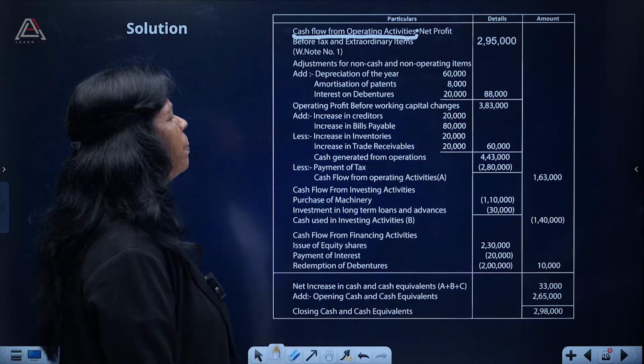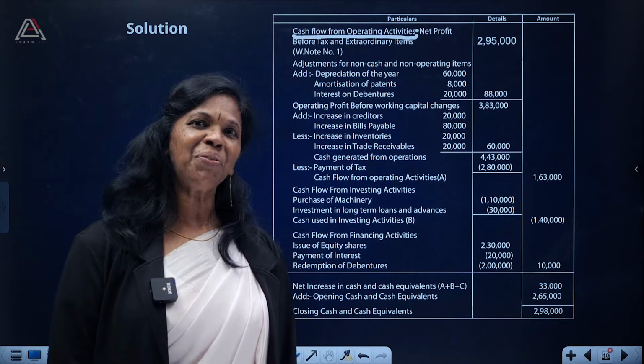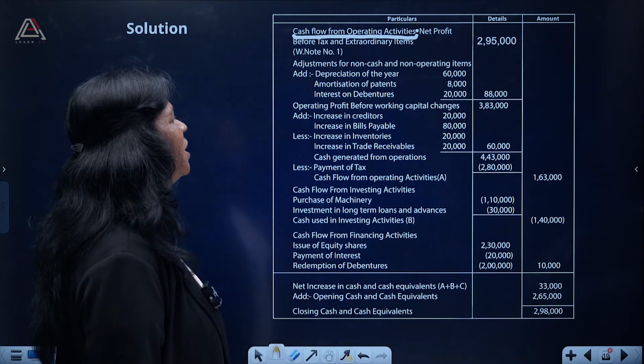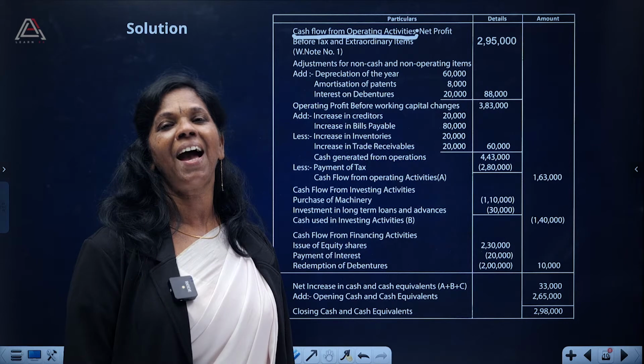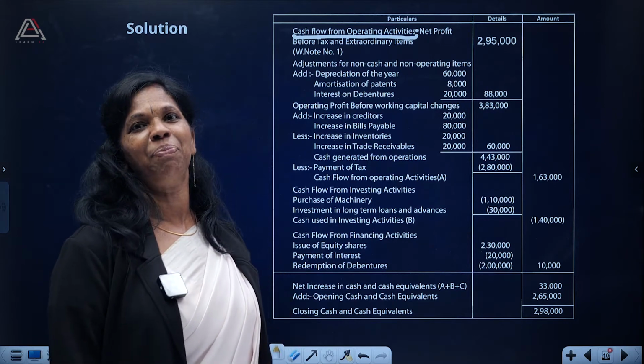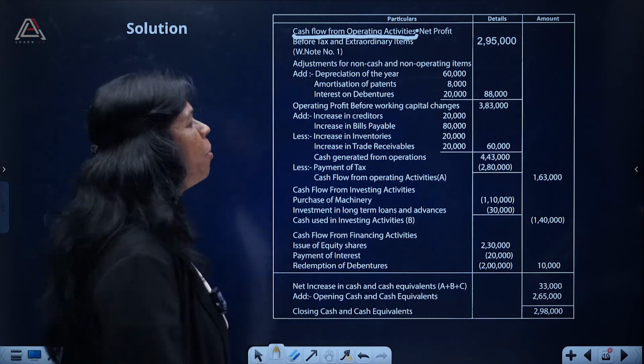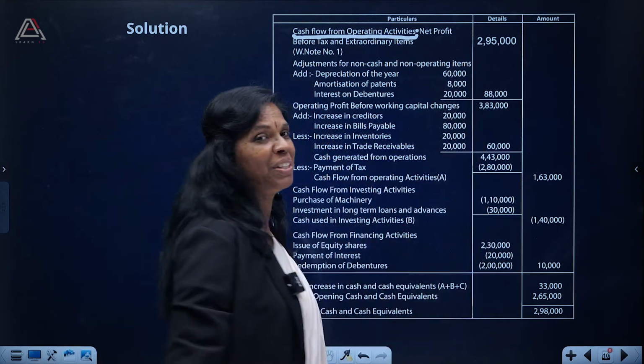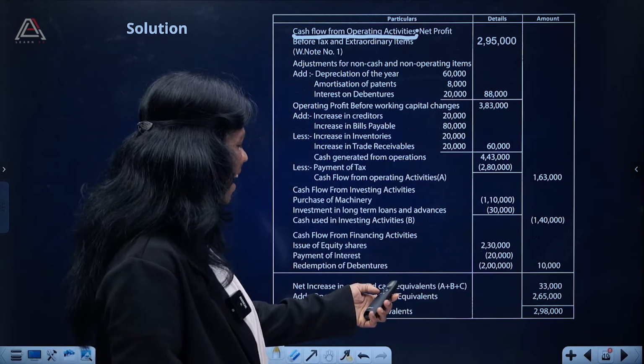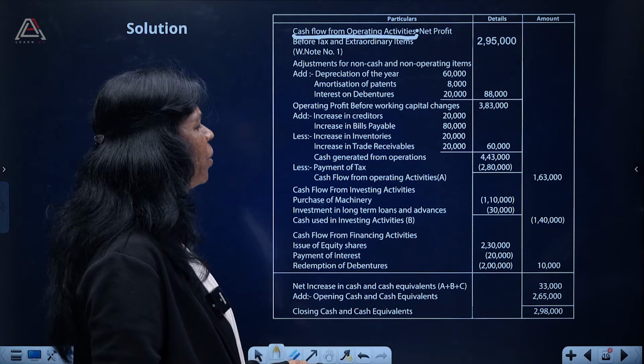Cash flow from operating activity. Under cash flow from operating activity, the first item is net profit before tax and extraordinary item. How much is the value? 2,95,000. Then let us see how that value we got.